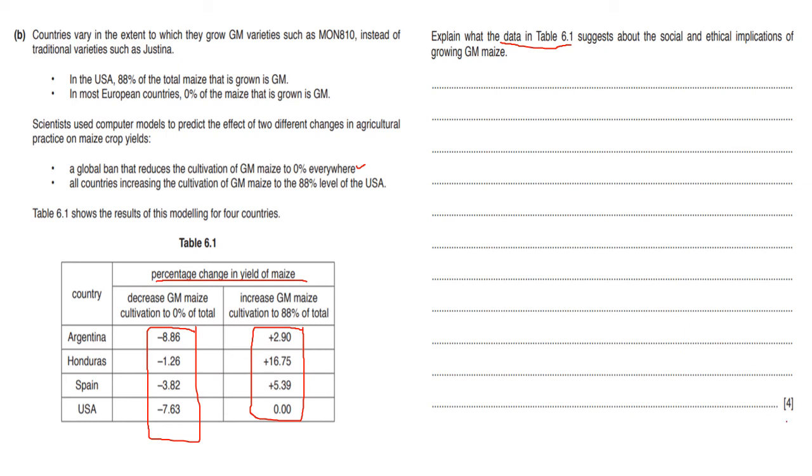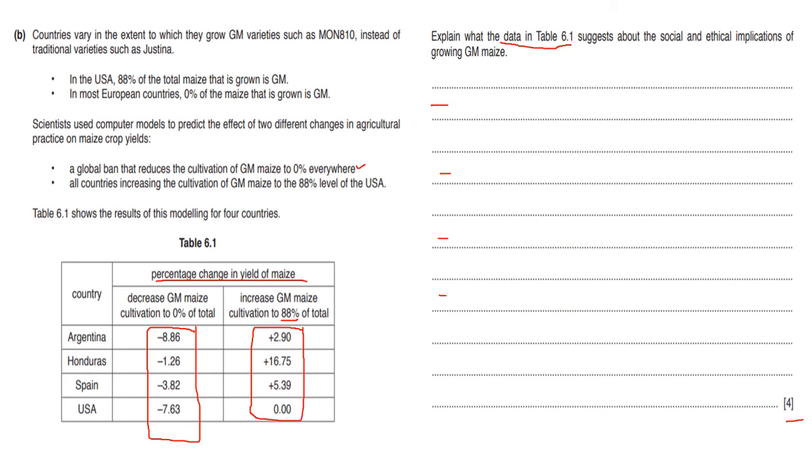So again, over here, you only have 4 marks. So you don't need to write too many stories or an essay. Just write the 4 key points. So point number 1 would be that you have a decrease in food for places where GM maize goes down to 0, and you have an increase where GM maize increases to 88%. Then you would also say that there's a decrease in the cost of food because of the increase in GM maize supply.